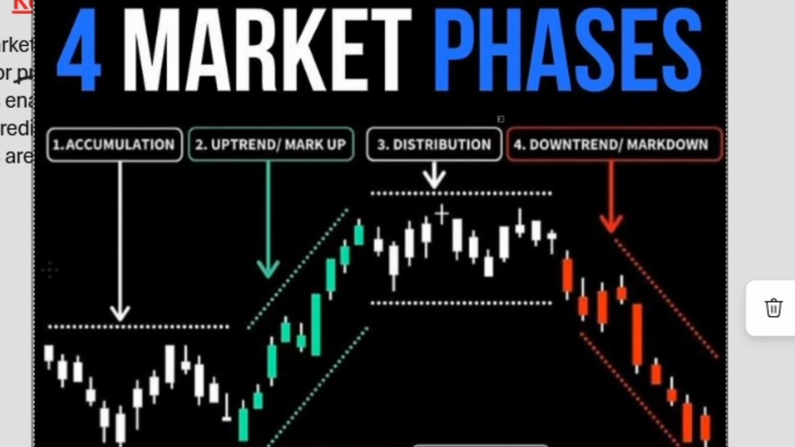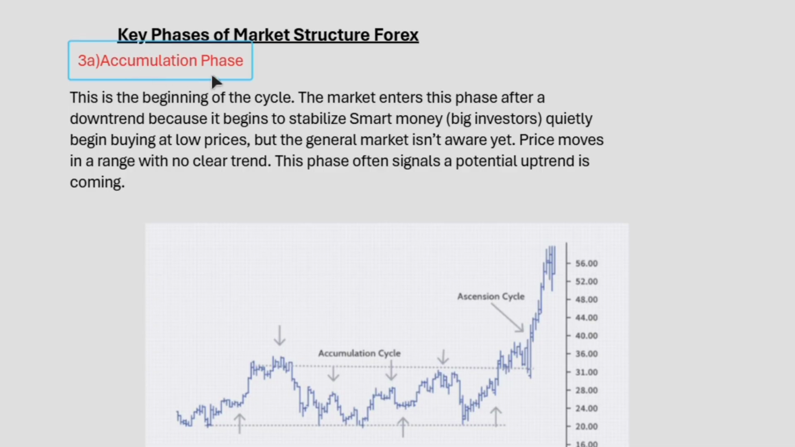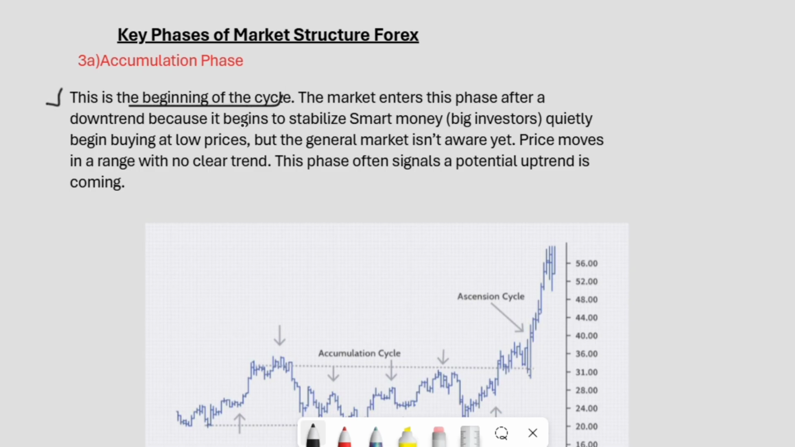Let us start by looking at accumulation. In the key phases of market structure, we have the accumulation phase. This is the beginning of the cycle. The market enters this phase after a downtrend. After a downtrend, it begins to stabilize, and smart money, or big investors, quietly begin buying at low prices.